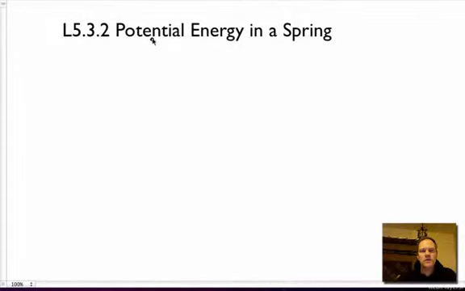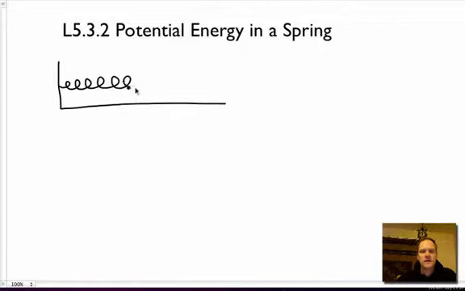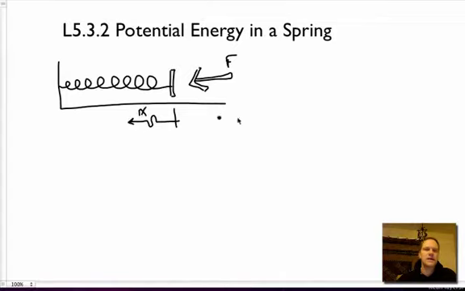Okay, today we're going to look at the potential energy stored in a spring. If we start off looking at a horizontal spring that's attached to some fixed barrier, so here's our spring. We'll put a little plate on it, and if this is in equilibrium, if we then come along and apply some force to the spring, that spring will then start to compress some distance x.